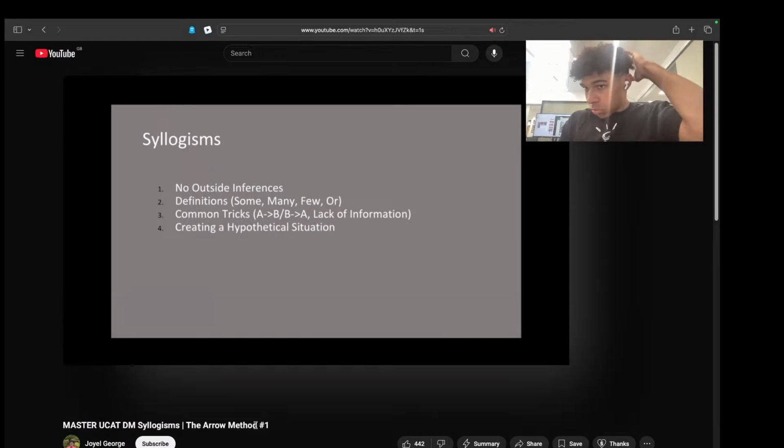But to begin with, I'm just going to go over some of the base ideas of syllogisms and then we'll go on from there. Okay, so to begin with, the idea of syllogisms is that there will be a set of premises that are given to you, and based upon those premises, you have to decide if the following statements are true or not.